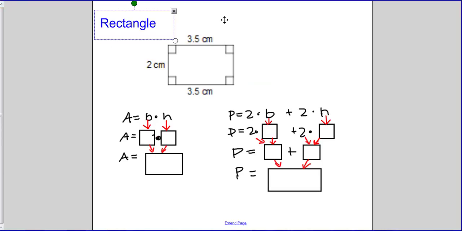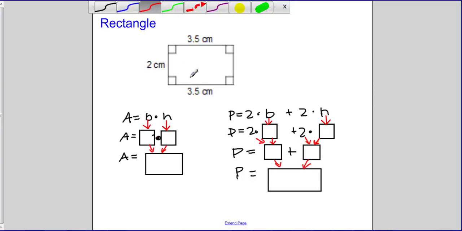So first of all, a rectangle. We have a rectangle here with a base. You have to identify the base. Actually, either one of these could be the base, but I'm going to let this be the base B. And this will be the height h.